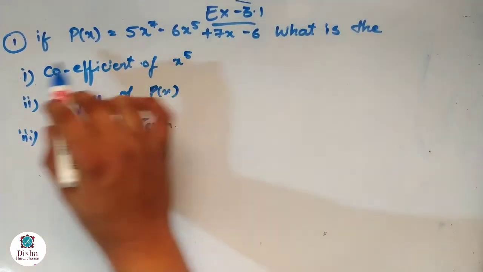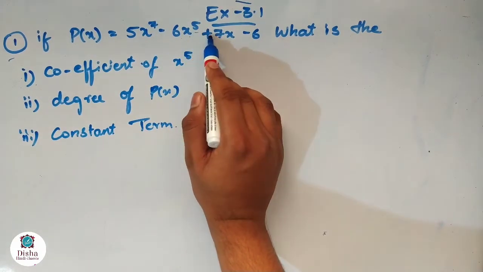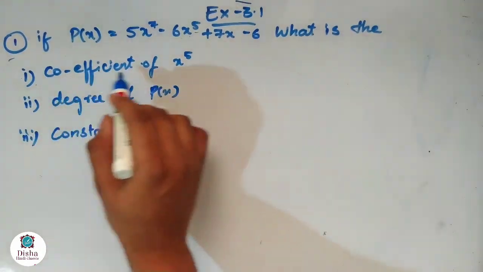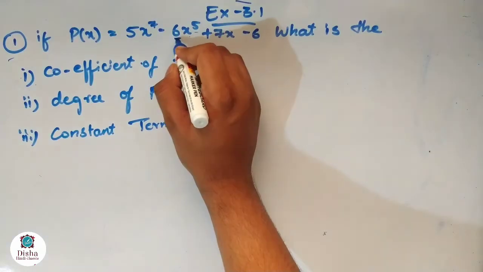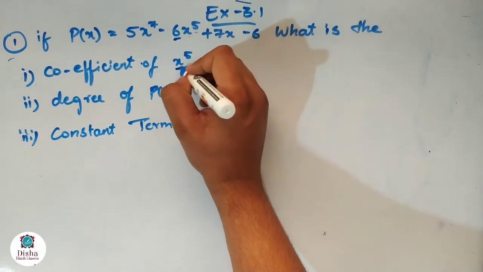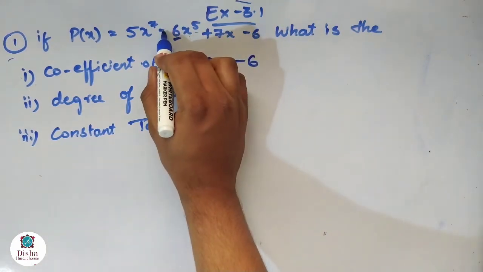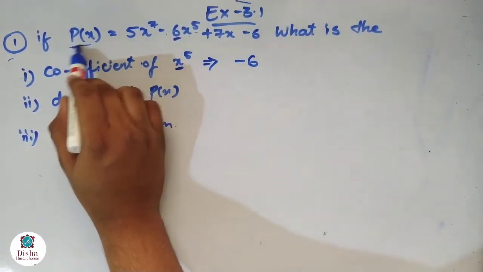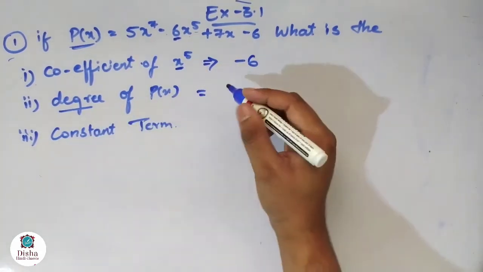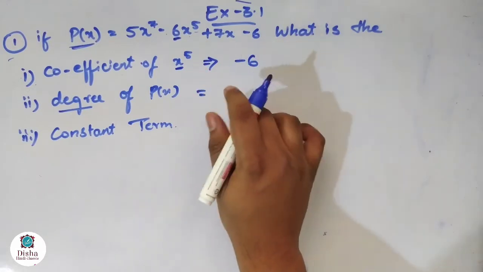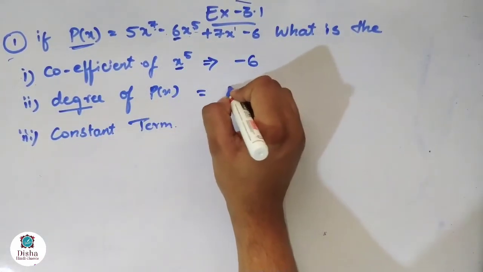So now exercise 3.1, first question. If p of x equals 5x to the power of 7 minus 6x to the power of 5 plus 7x minus 6, the first one is the coefficient of x to the power of 5. So what are coefficients? The numbers before the variables are known as coefficients, right? So the coefficient of x to the power of 5 is 6. Therefore we should write minus 6 because the minus sign is present there. So the degree of p of x, the degree of this polynomial, what we have learned, degree means the highest power of the exponent of x present in the polynomial. So the powers are 1, 5 and 7. So 7 will be the highest. So the degree of p of x will be 7.